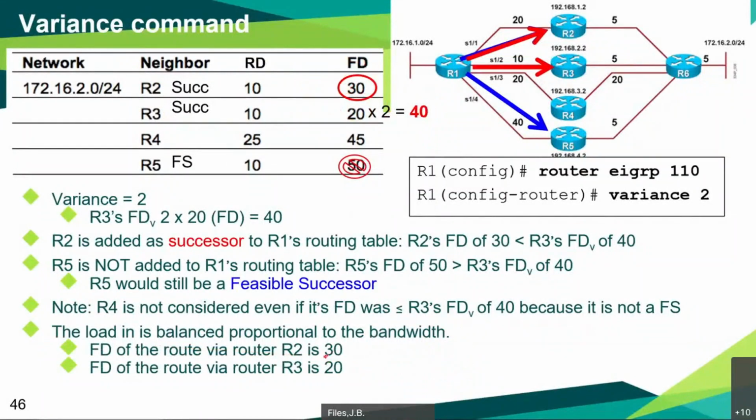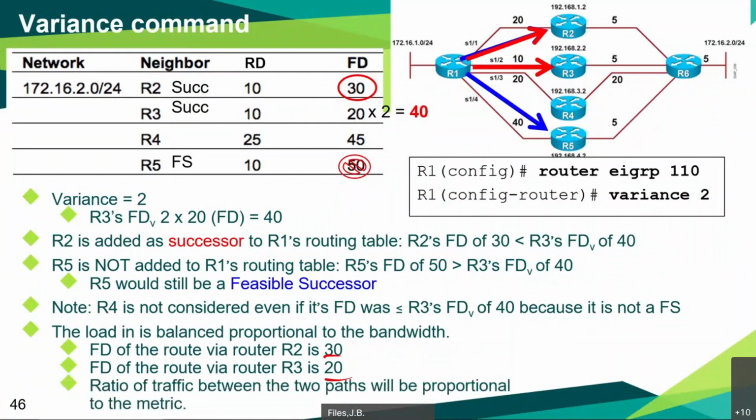Okay. So we got a metric of 30 and a metric of 20. So that means the ratio will be 20 to 30, 2 to 3. One will get 1.5 times, looks like.